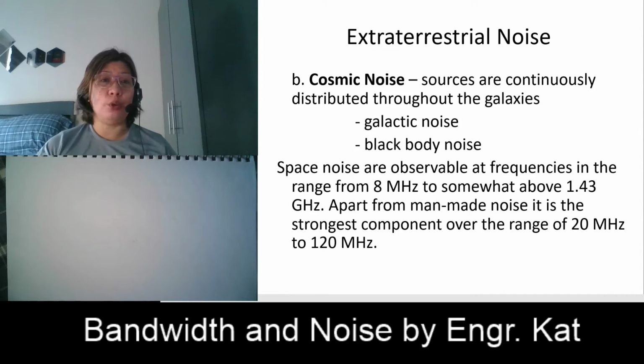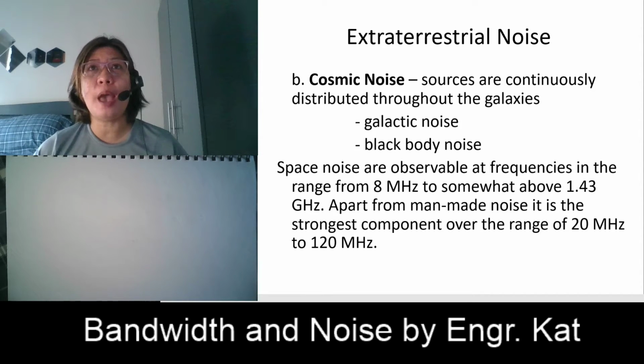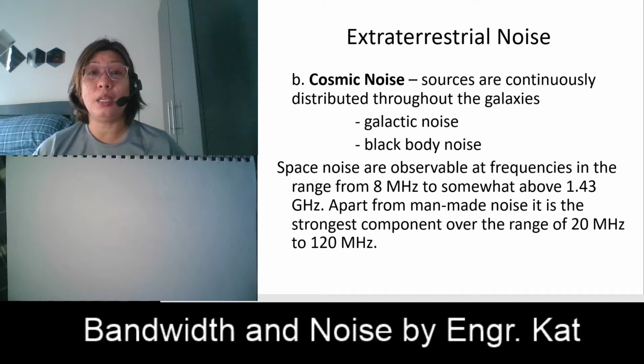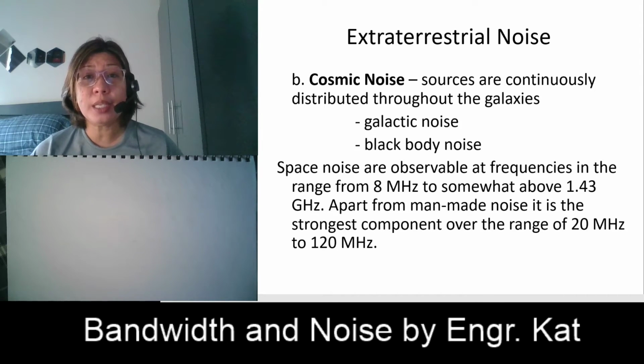Then we have cosmic noise. Sources are continuously distributed throughout the galaxies. We also call cosmic noise galactic noise or black body noise. So if you happen to encounter questions like, give some other names for cosmic noise, cosmic noise is also called galactic noise and black body noise. Space noise is observable at frequencies in the range of 8 megahertz to somewhat above 1.43 gigahertz. Apart from man-made noise, it is the strongest component over the range of 20 megahertz to 120 megahertz.